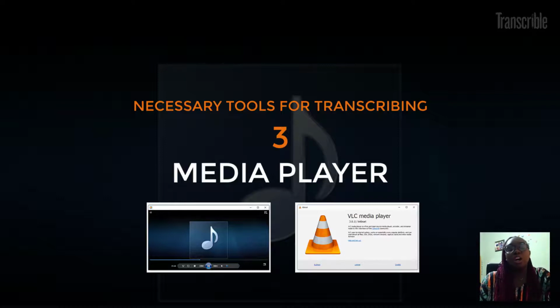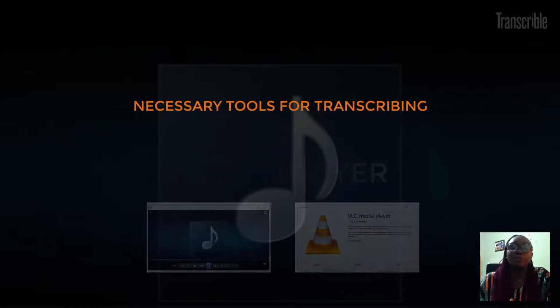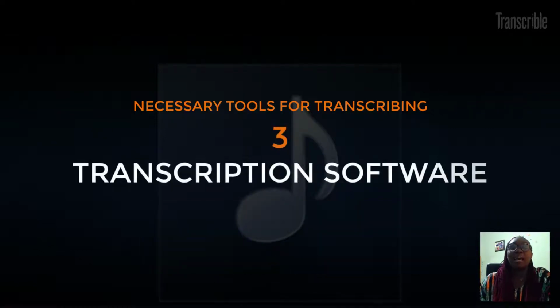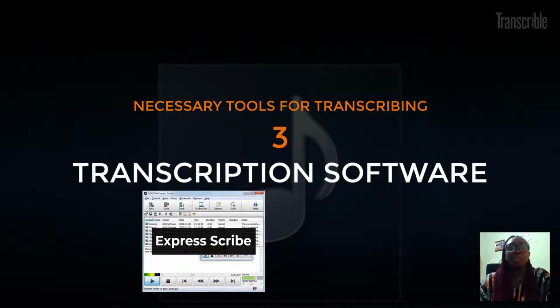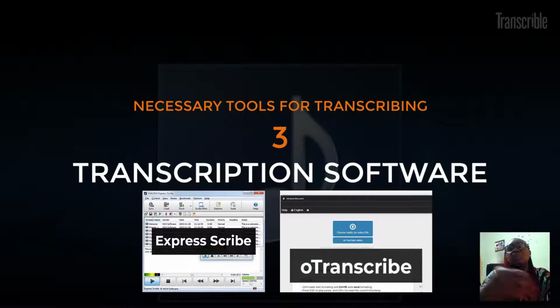But for transcription software, we have different types. For instance, I like Express Scribe. It has a free downloadable version. You could download it from the internet and use it offline. We have other ones. We have oTranscribe; that one you have to use while on the net. It's on the browser. It's not downloadable.